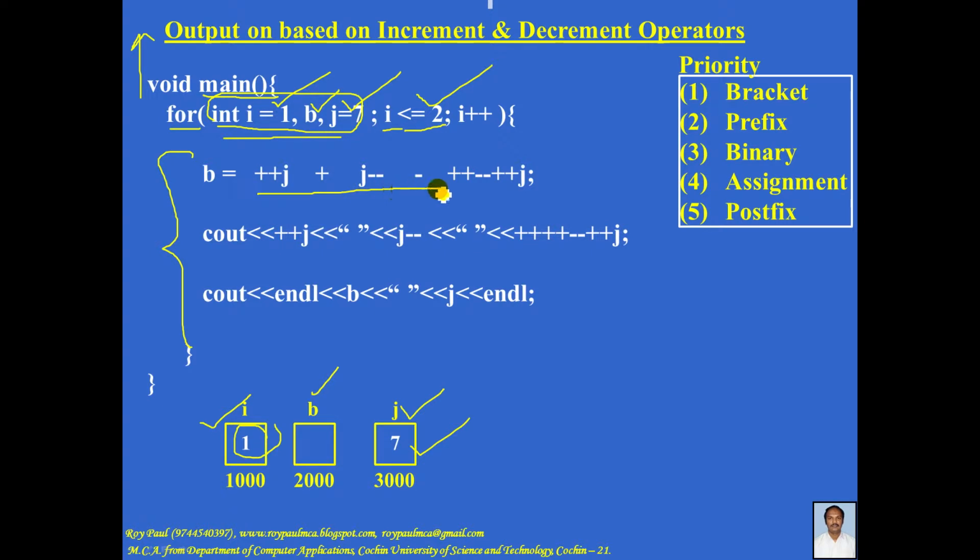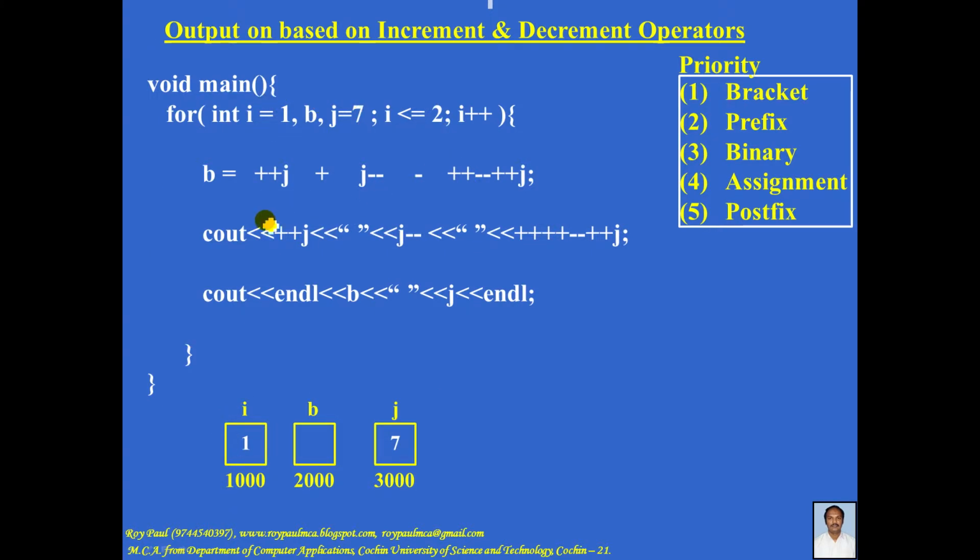Now here many operators are there, so you need to apply the precedence rule. So first I need to calculate all the brackets, anyway brackets are not there. Second I need to evaluate all the prefix operators. Now this one is an example for a prefix operator. This is a prefix operator. So these two operators should be calculated first.